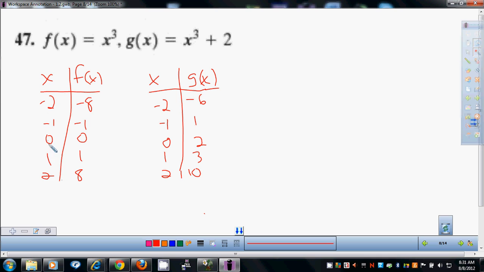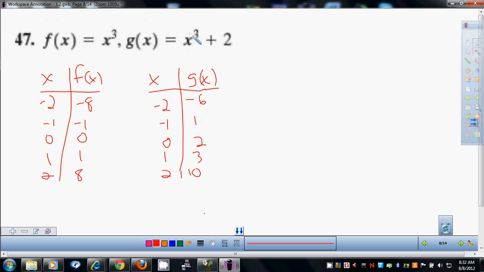Do you understand why I chose these? Okay. Then I plugged these values one at a time into the f of x function. -2 cubed was -8. -1 cubed was -1. That's where all those came from. And then we did the same thing with this function.